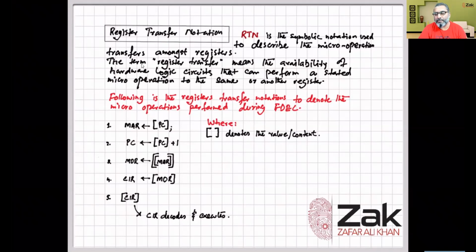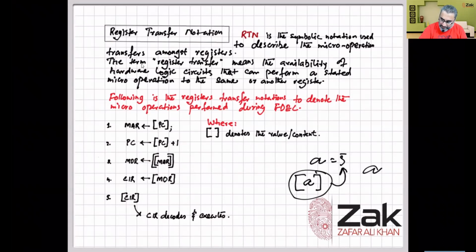Register transfer notation is something big. For your syllabus, it is just confined to the fetch, decode, and execute cycle. So these two large brackets mean the value, the content. So if there is a variable A which is 5, this means we are referring to 5. Mind it. But if I write it like this, it means that I am generally referring to A. But if it is in the bracket, it means that I am referring to the value of A. They might look the same, but in computers, these are two different things.